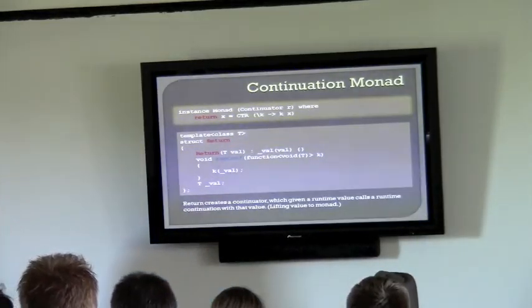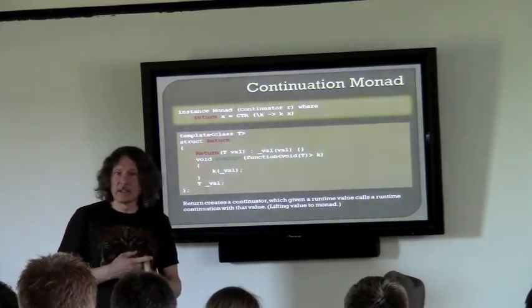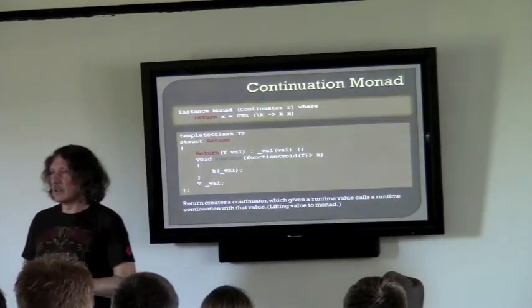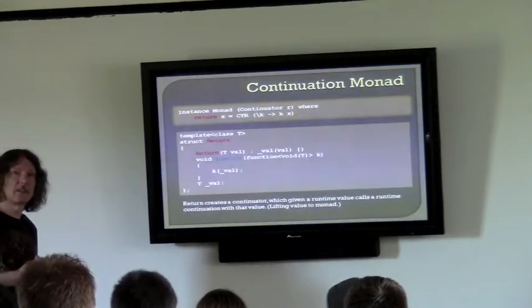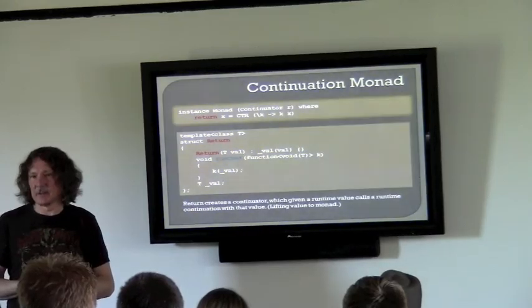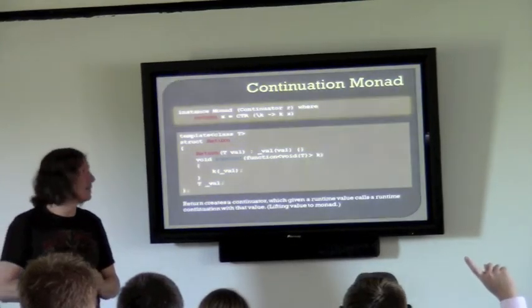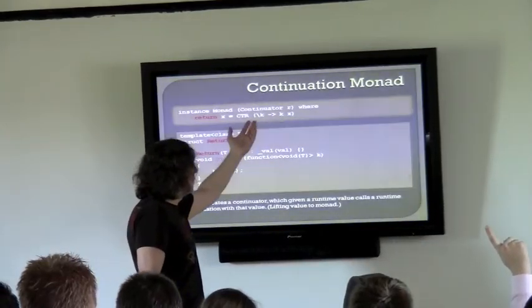So a monad defines two special functions. One is called return and the other is called bind. Return is a very simple function. It just takes any value and makes a continuator out of it. So that's very simple to implement.